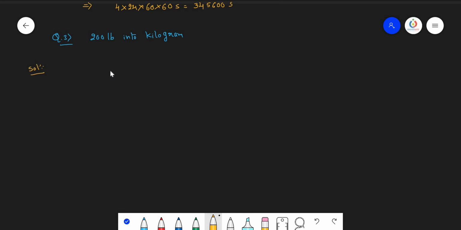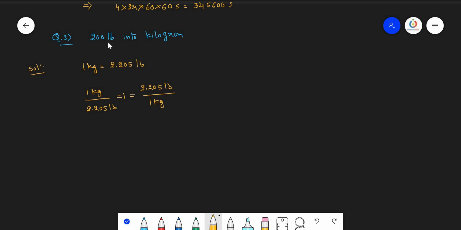First of all, we have to develop the relation between pounds and kg. We know that 1 kg is equal to 2.205 pounds. This is the relation. For this, the factor is 1 kg divided by 2.205 pounds equals 1. That equals 2.205 pounds divided by 1 kg.